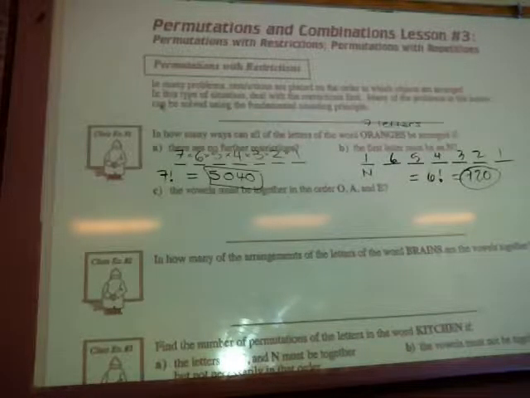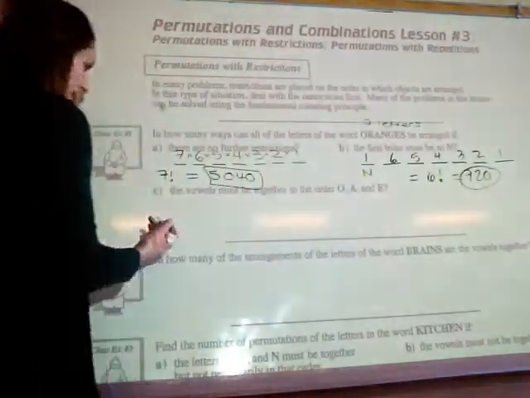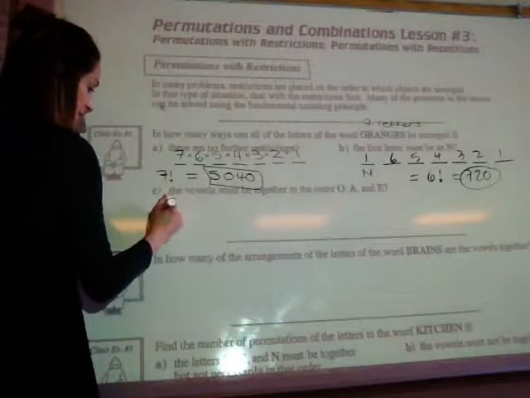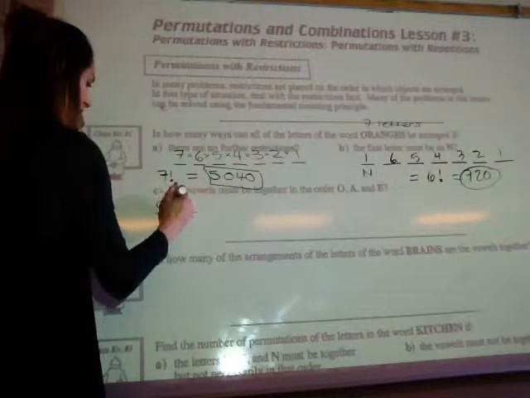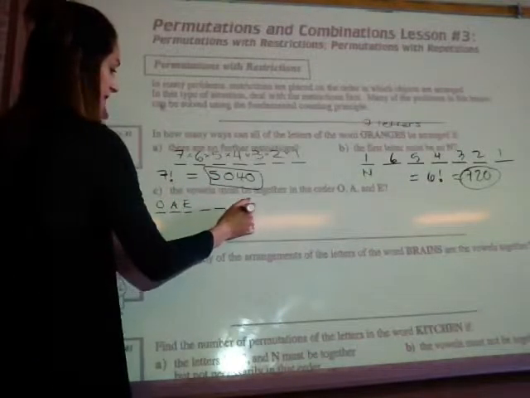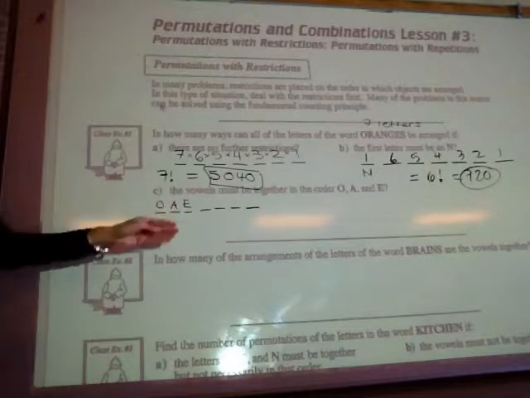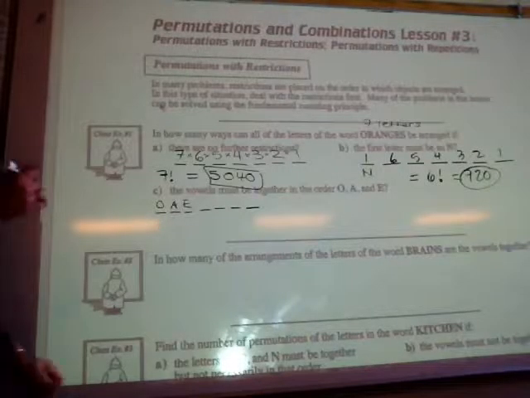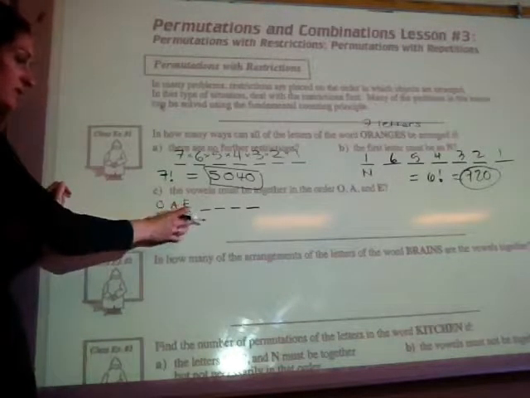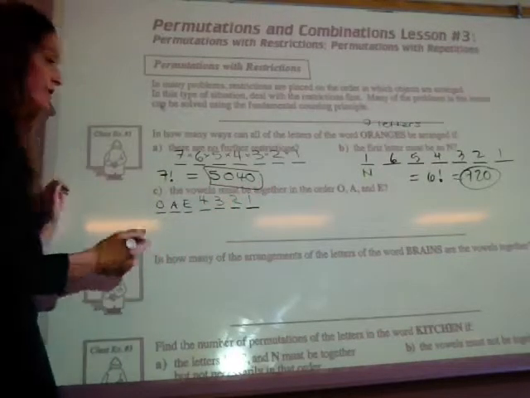All right, the vowels must be together in the order O, A, E. So we have O, A, E, and then we have 4 remaining letters. Is that the only spot that OAE could be located though? First we've used 3 letters, OAE, then we have 4, 3, 2, 1 left over.